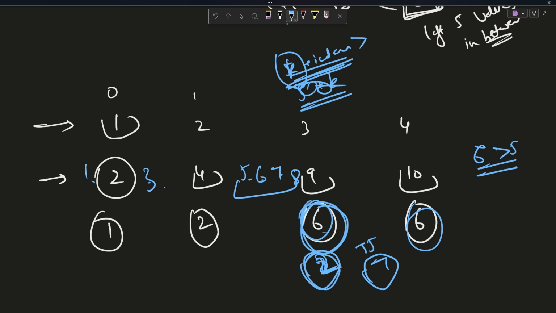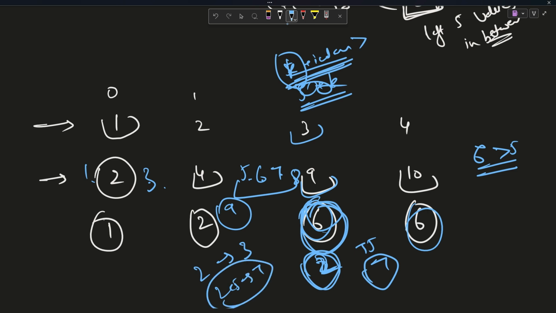Because this index states that the number here should be 3, but the number is 9. So I need to add numbers. On index 2, 3 should be present. But what is present? 9. So I say that 5 numbers have been missed. Actually 6 numbers have been missed, but I need to travel 5. So 2 plus 5 will actually give me 7, which is the fifth number. That is just a simple concept.